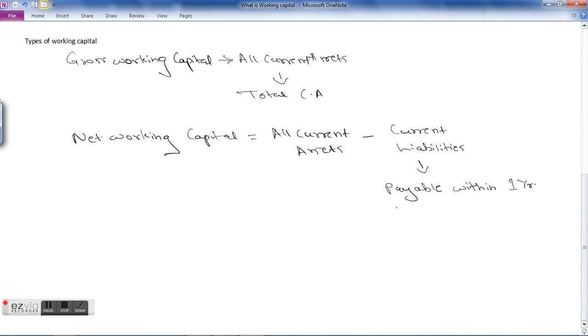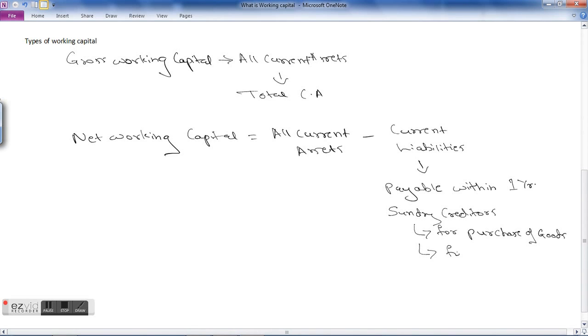What are the examples of current liabilities? Your sundry creditors for purchases, that is, for purchase of goods. Then sundry creditors for expenses, or you can also call it your outstanding expenses. That is your salary payable, your insurance payable, or any other expense which is payable within a period of 1 year. All this comes under current liabilities. So your net working capital is all current assets minus current liabilities.